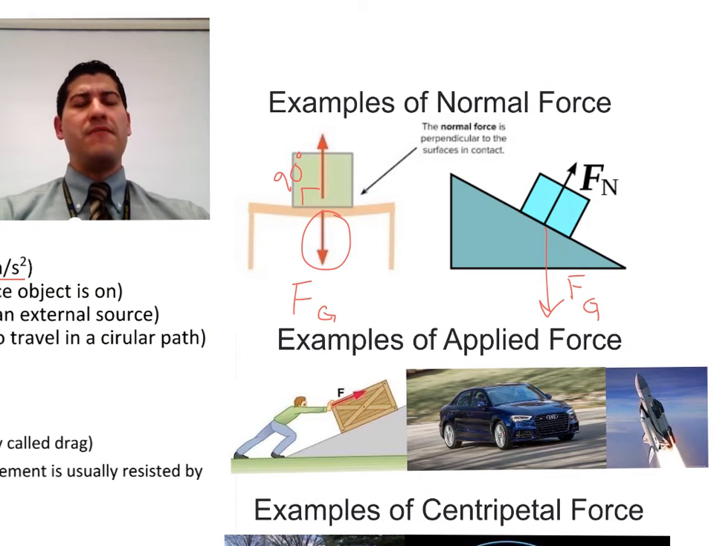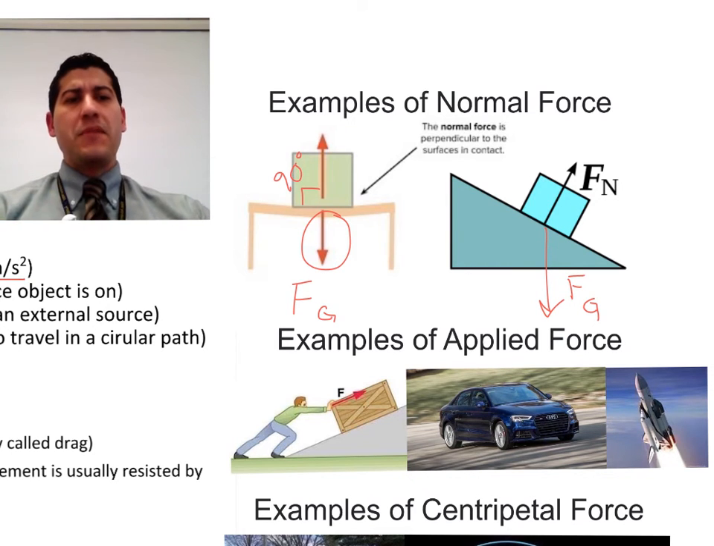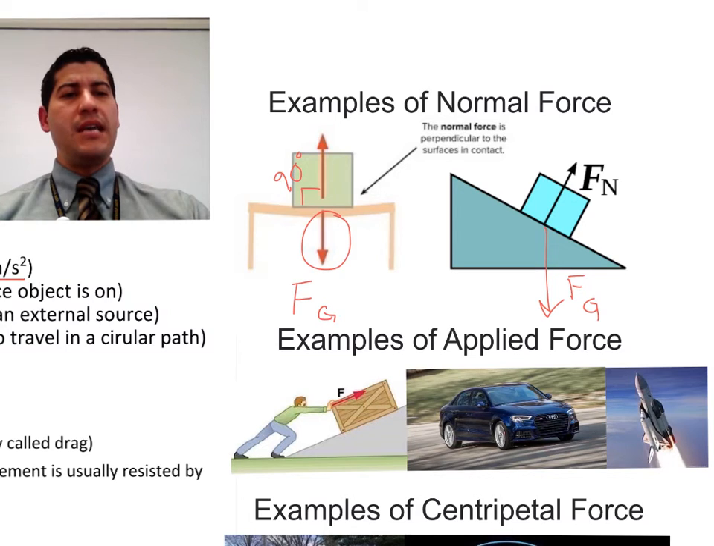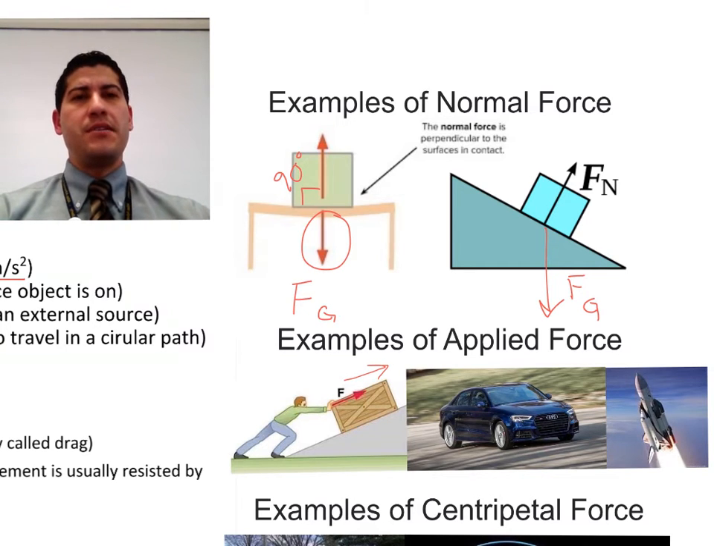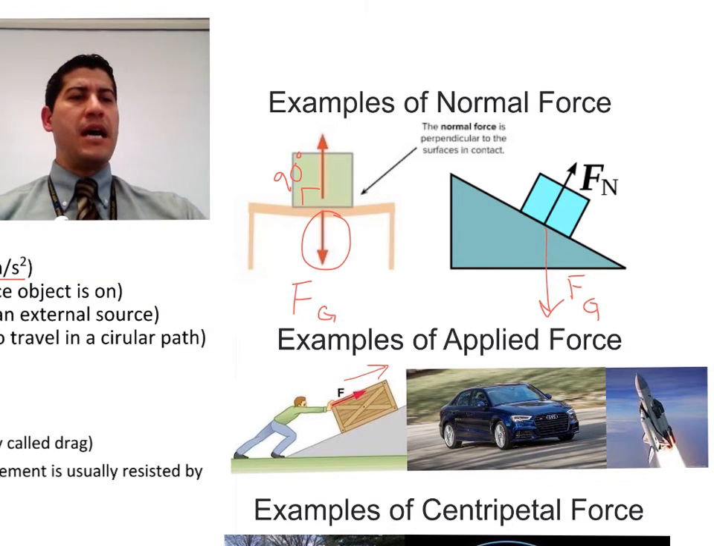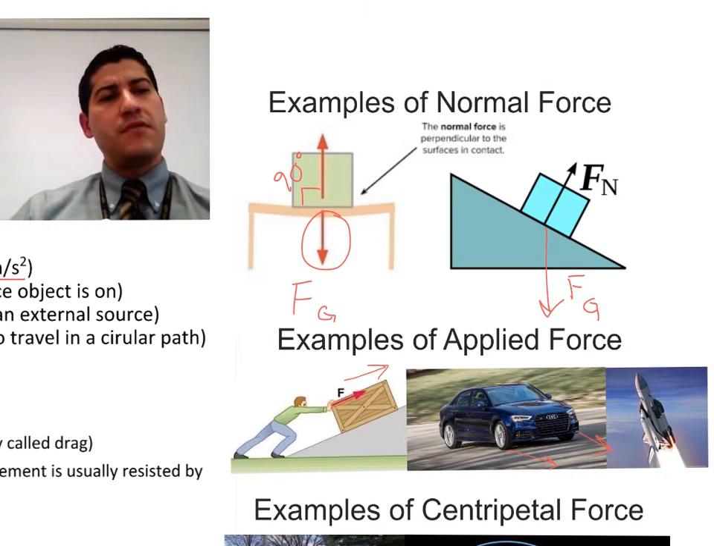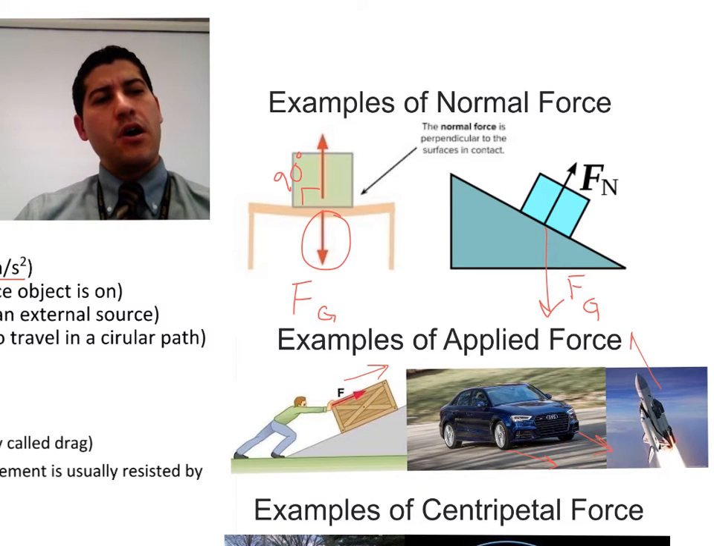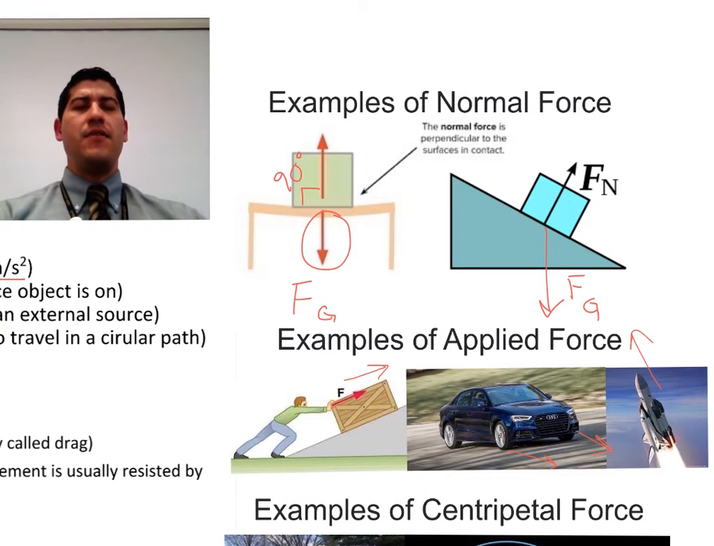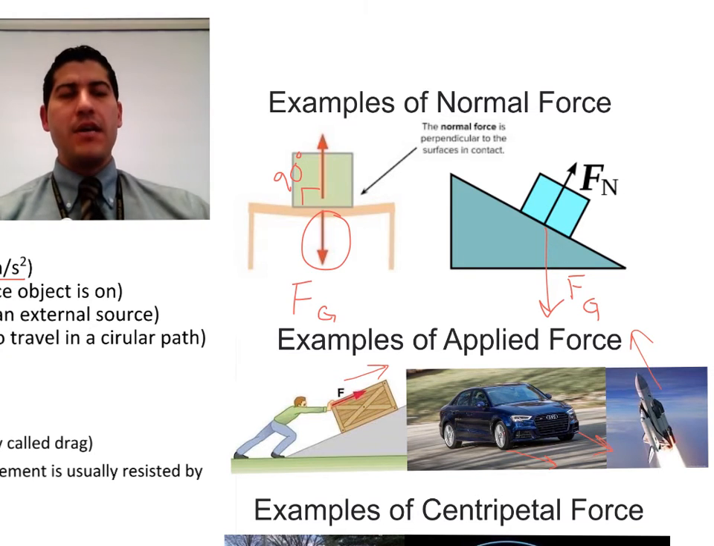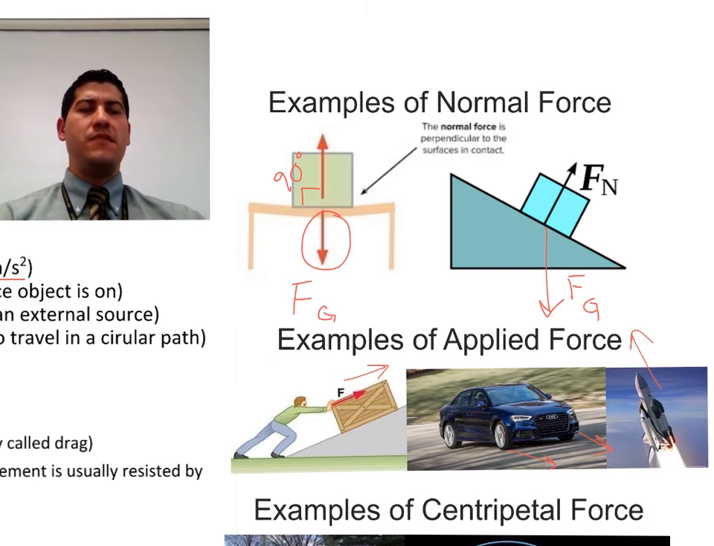One thing about applied force, as it's shown in this first diagram, tends to be in the direction that an object is moving. The applied force for the car will be in the direction of the car's movement. The applied force of the rocket boosters in this picture are in the direction that the rocket is traveling. So applied force tends to be a force that causes an object to move in a certain direction.